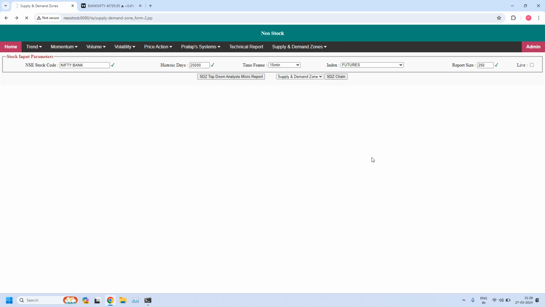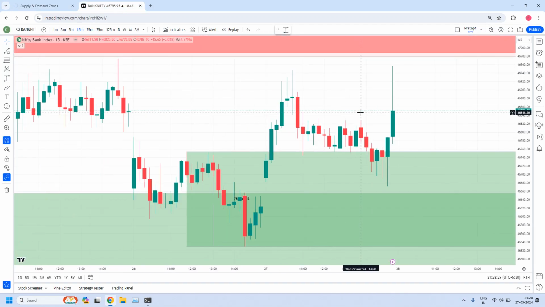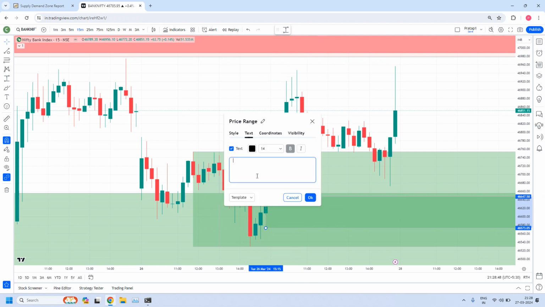Let me generate the chain. And even here I will change the time frame to 15 minutes. Here you see, you have a leg in. You can use this ERC candle as a leg in, base and rally with a gap up. You can draw a 15 minute zone. You can fine tune inside 75 minutes. You can fine tune with this 15 minute zone.